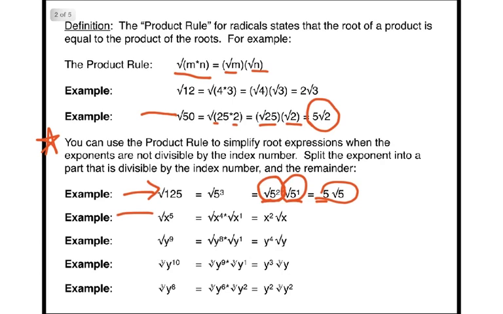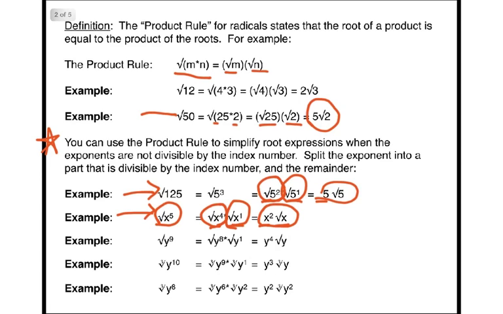Consider this next example with a variable. The square root of x to the fifth. I rewrite x to the fifth, which is actually x times x times x times x times x, as x to the fourth times x to the first. Now the first part, since the index is a 2, 2 goes into 4 twice, so it simplifies to x squared. The second part, you cannot simplify the square root of x, so it simply remains as the square root of x. And root x to the fifth simplifies to x squared square root of x.